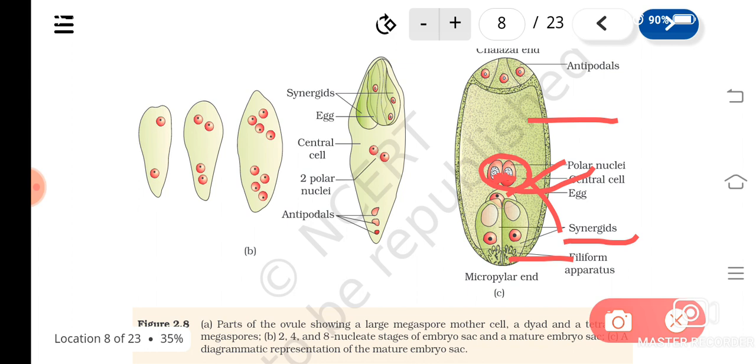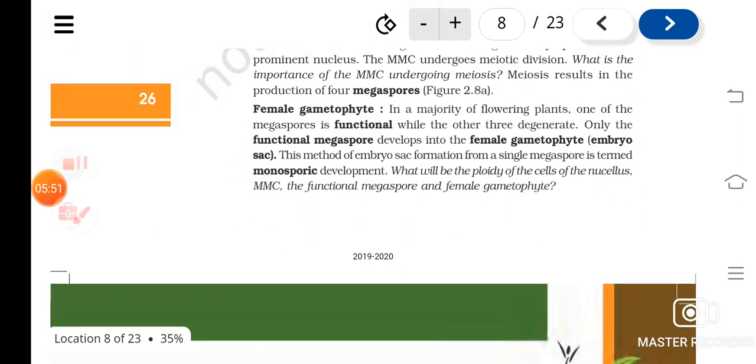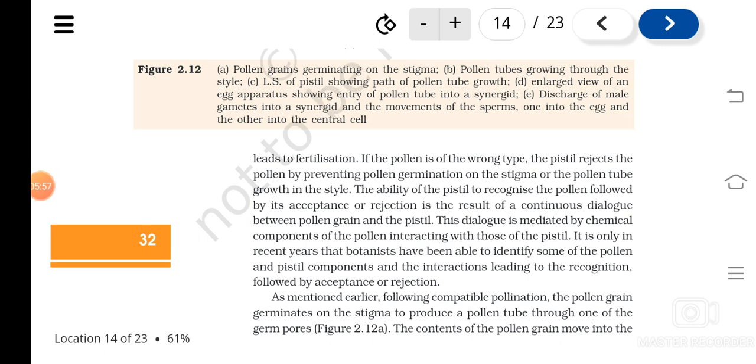So till this pollen tube growth, we can call it pollen pistil interaction. Understood? If the pollen grain is of the correct type, then only what will happen? Post pollination process will continue. Otherwise, the pistil rejects the pollen and prevents the pollen germination. So in this way, pollination means the fertilization will not happen. This is due to a continuous dialogue between pollen grain and the pistil.